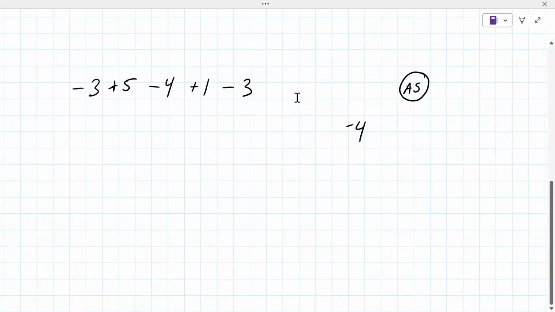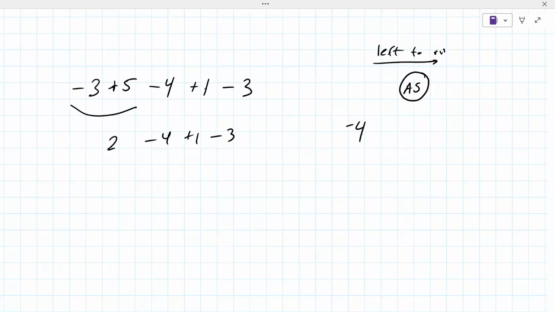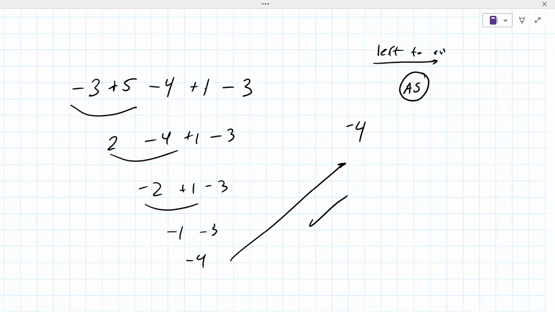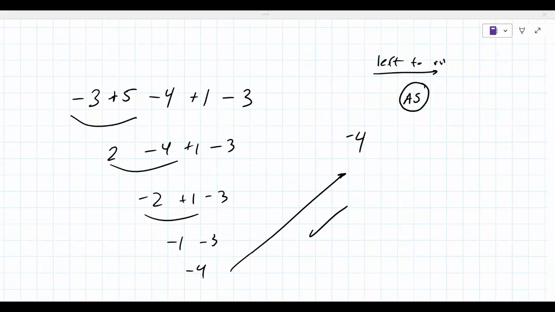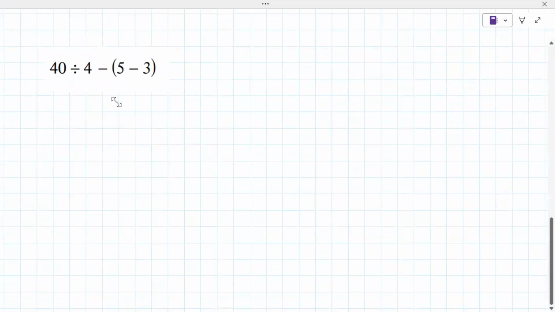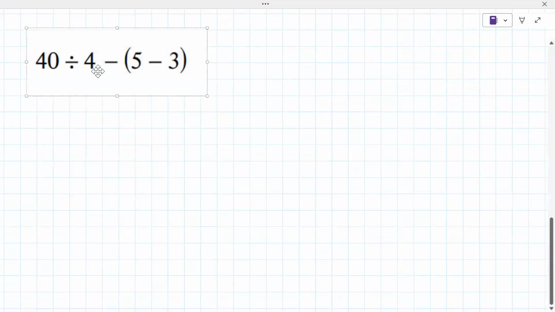So this has addition and subtraction in it, and you work it left to right. So this first one is 2. Bring the rest of it down. 2 minus 4 is -2, plus 1 is -1, minus 3 is -4. Very good. All right. I'm going to put a couple more up here just to see where you're at. Go ahead and try this one on your own and let me know what you come up with.